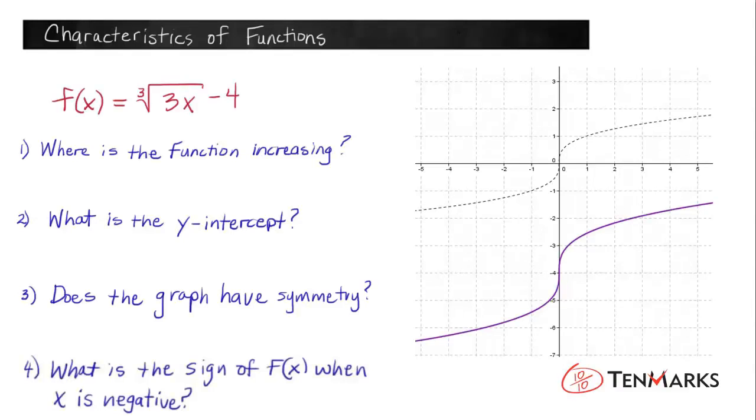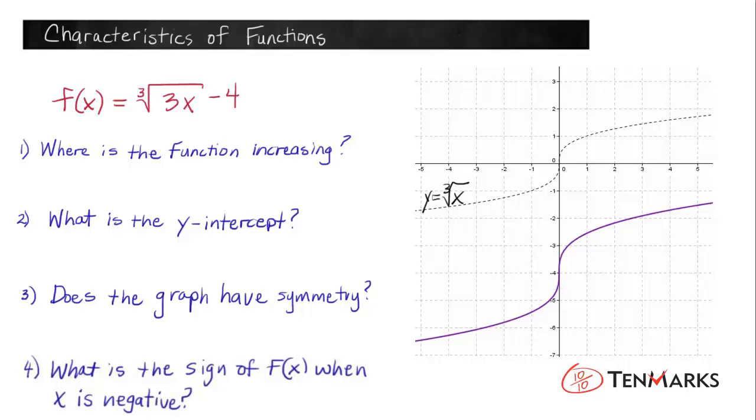In this lesson, you're going to learn about the characteristics of functions, and we're going to use this cube root function, f of x equals the cube root of 3x minus 4, along with its graph, to talk about these characteristics. Let's first label the graphs over here. I've put the parent graph, y equals the cube root of x, on here as well. It's the dashed line that you see here.